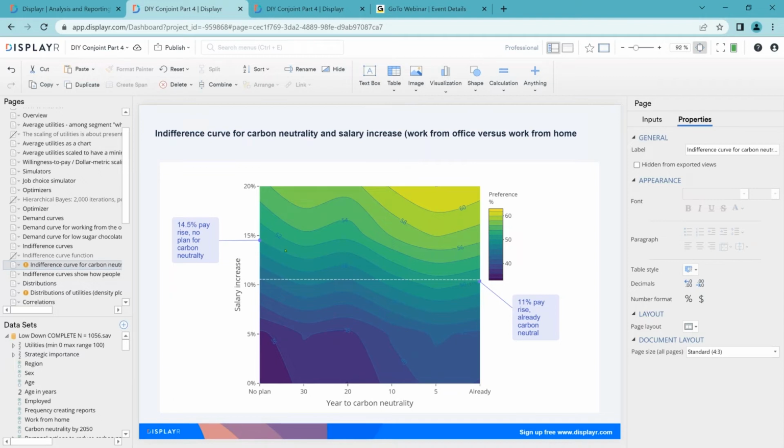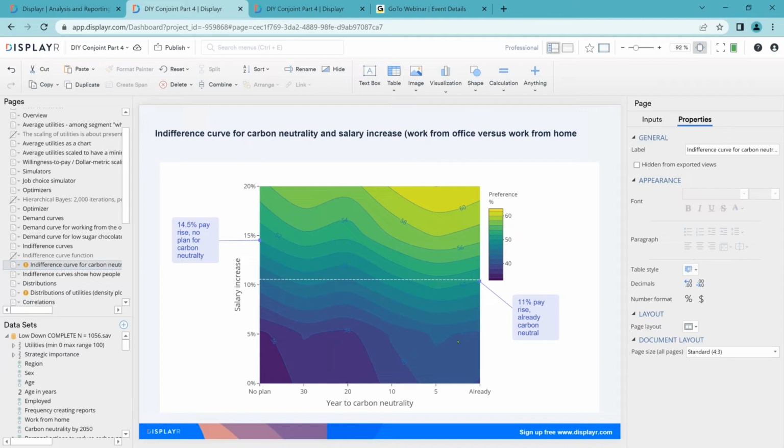Now, when we follow this indifference curve down, we can see that if we actually offer an 11% pay rise and a company that is carbon neutral, we're going to get the same preference. So an organization might go, well, we'll pay people 15 or 14.5% more, or maybe we pay people 11% more and become carbon neutral. It'll have the same overall effect in terms of preference for people working from the office.